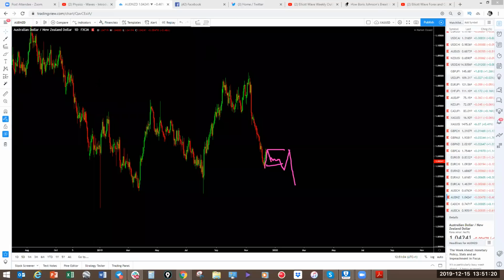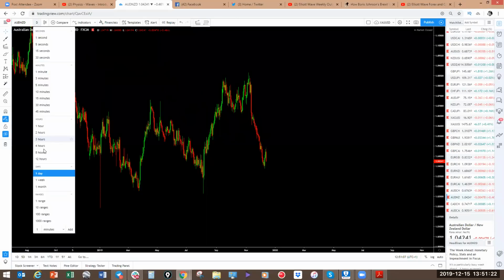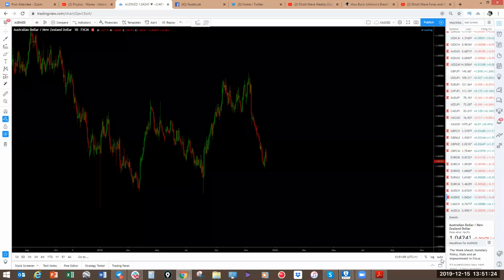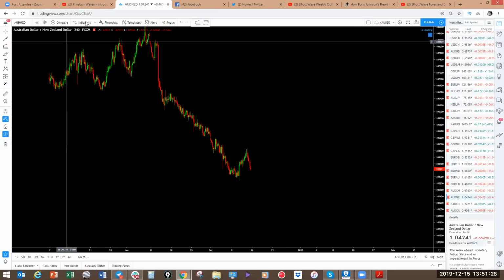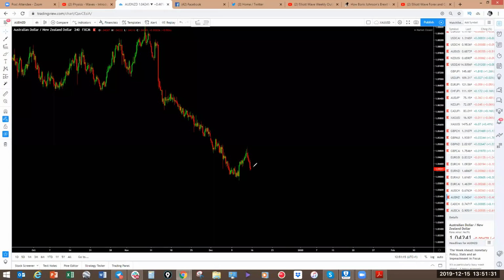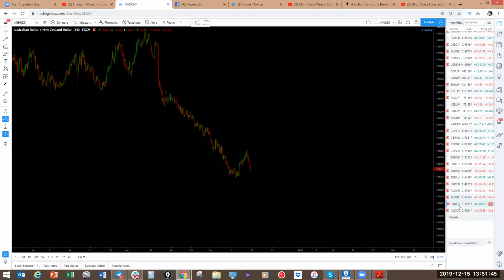Let's check the 4 hour on AUD New Zealand. Now, AUD New Zealand on the 4 hour, as you can see, it's coming down. We can start making a corrective structure here, take the low here, come back up, and then continue lower, making this structure here, which can be an ABC structure before coming down. That is AUD New Zealand CAD.